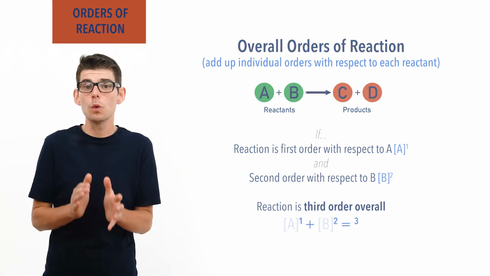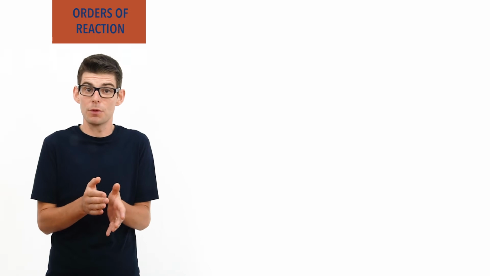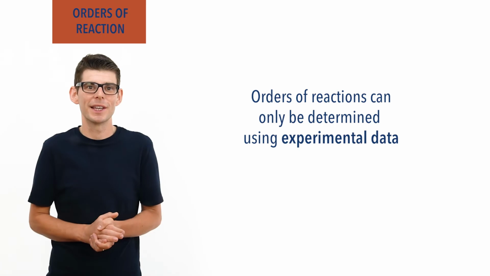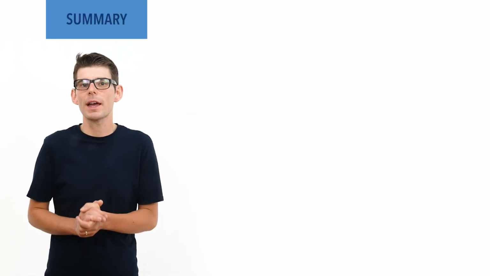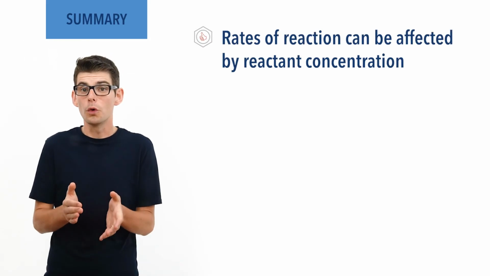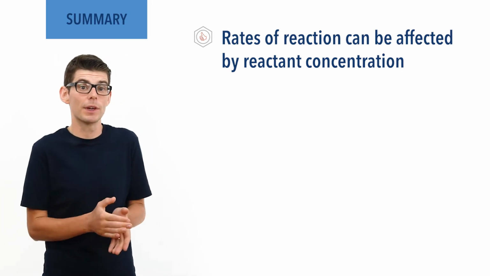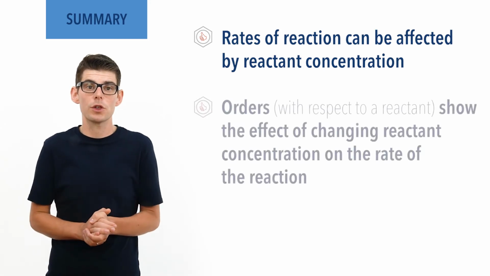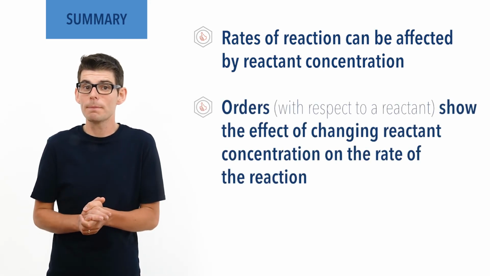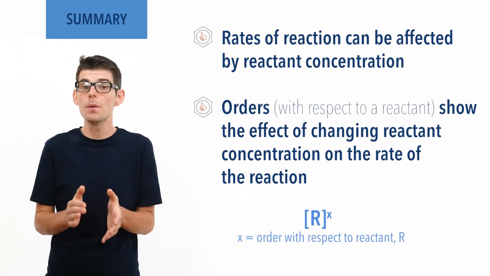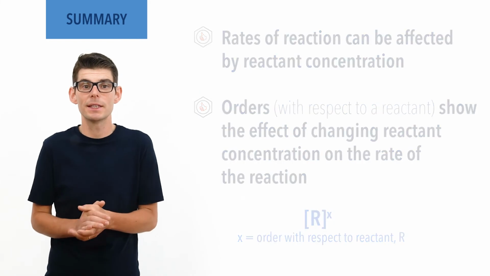Always remember that orders of reaction and orders of reaction with respect to a particular reactant can only be determined using experimental data. So, to summarize, the rate of a reaction can be affected by the concentrations of reactants reacting. Orders of reaction, with respect to a particular reactant, show the mathematical effect of changing concentration on the rate of reaction. They are written as a small number as a superscript to the reactant in square brackets. Orders of reaction can only be determined using experimental data.